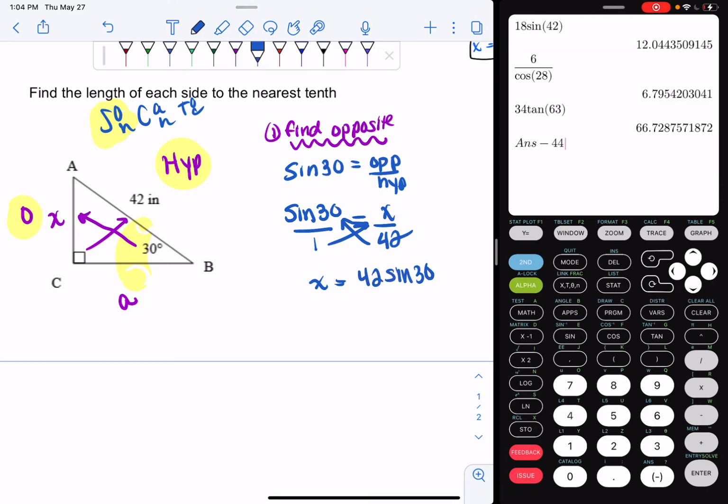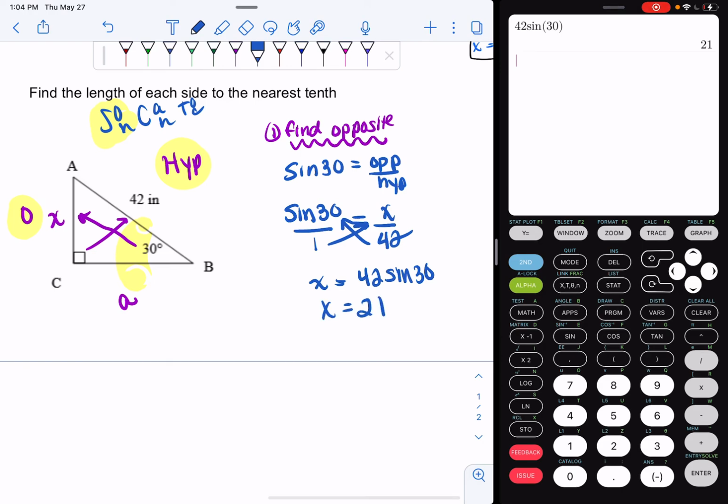I type that into my calculator. I hit enter, and I get 21. So I can say x is equal to 21. Now that I know x is 21, I can go to my image and just put a 21 in. Now, I want to find my adjacent. So I don't want to use x this time. I'm going to use y.